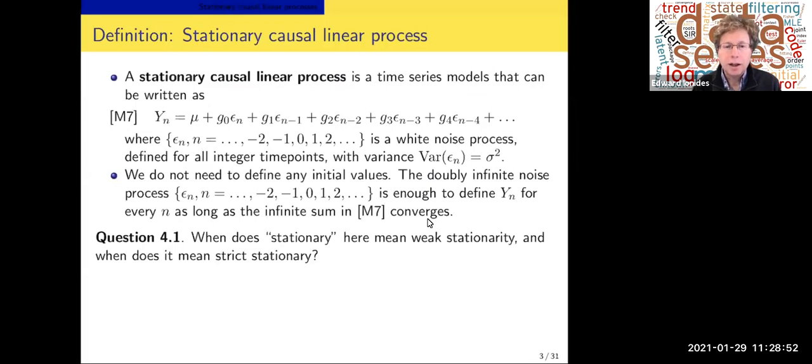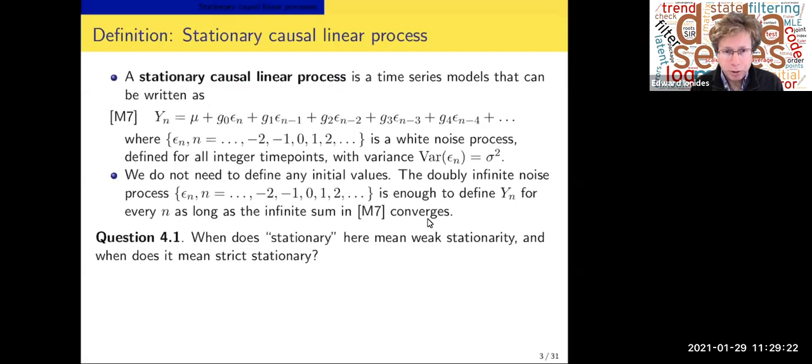When we write it like this, we don't need to define any initial values, but we do need a doubly infinite noise process going off to minus infinity and then going up to infinity to define y_n as it increases. And this looks a little bit like a moving average model, you should notice, except that it goes off to infinity.